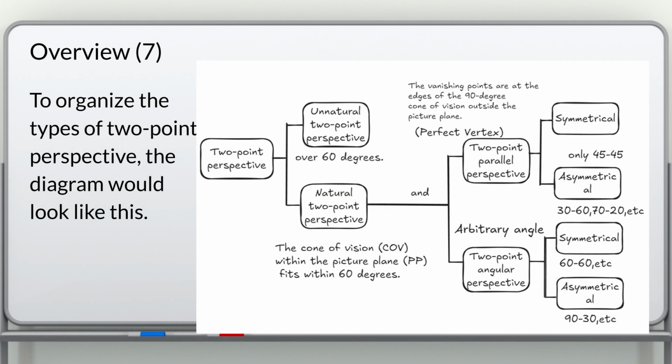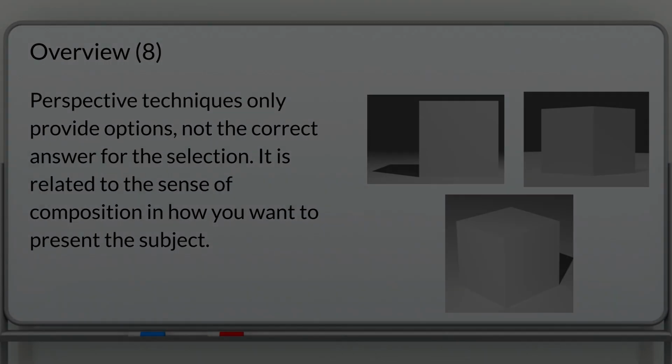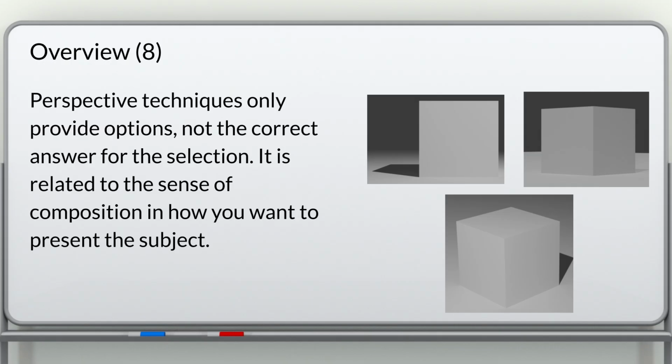To organize the types of two-point perspective, the diagram would look like this. Perspective techniques only provide options, not the correct answer for the selection. It is related to the sense of composition in how you want to present the subject.